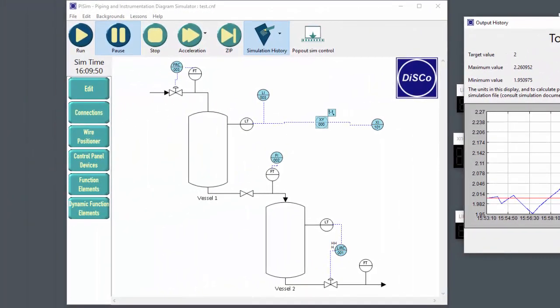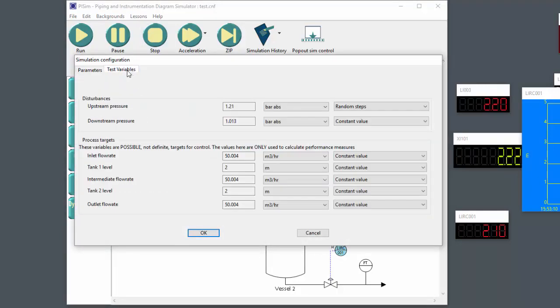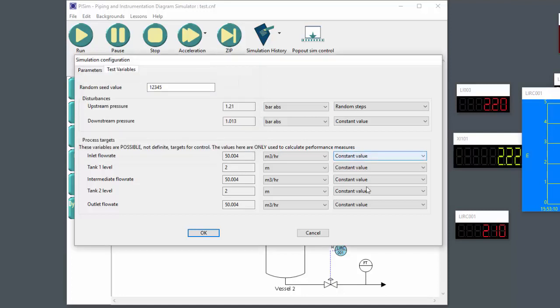So where do the target values come from? They come from the simulation configuration. So to get into that, we have to stop the simulation running and go into the configuration. Under test variables, you can see we have process targets here. At the moment, we still have all these constant value, single step, random steps. At the moment, the only thing that's really properly implemented is the constant value on these things. So you can reset what you want the target value to be.